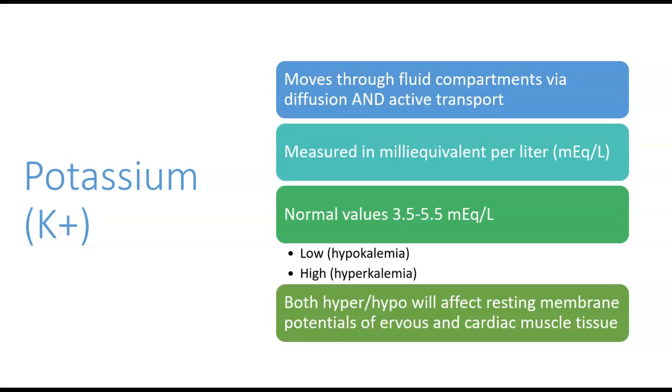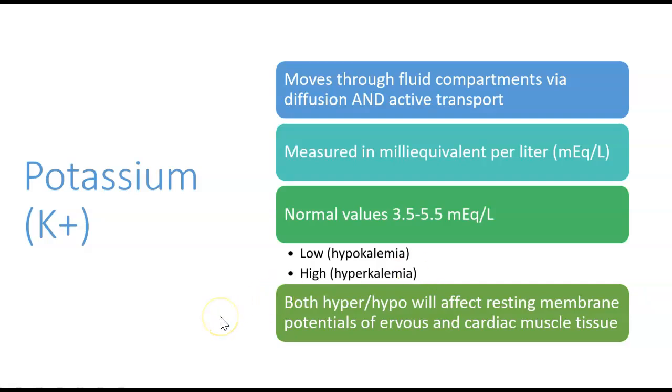Sometimes we have to use the active transport pumps like the sodium-potassium pump to pump sodiums back across into a different compartment. It's measured in milliequivalents per liter. A normal value is 3.5 to 5.5. So if you have below 3.5, it's called hypokalemia. And if you have above 5.5, it's called hyperkalemia.